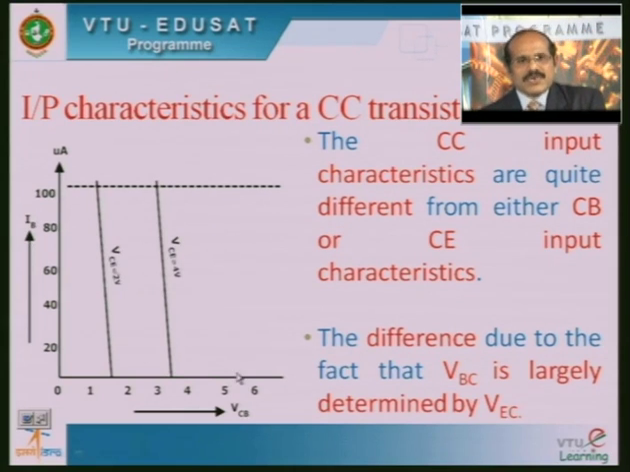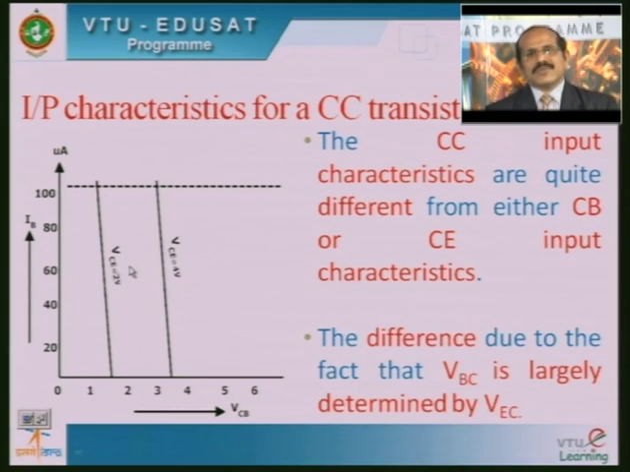We have plotted this for a fixed value of VCE, that is 2 volts. We increase the value of VCB and the corresponding values of IB are noted down, recorded, and plotted on the graph sheet. Similarly, the same procedure is repeated for VCE equal to 4 volts. Please note that these common collector input characteristics are quite different from both the CB as well as the CE input characteristics.